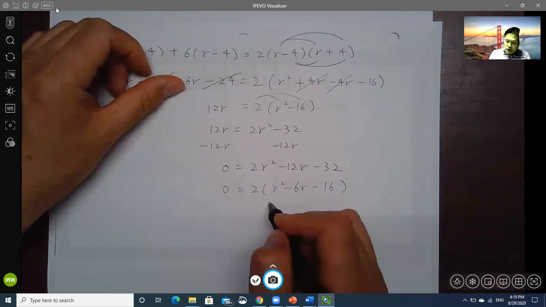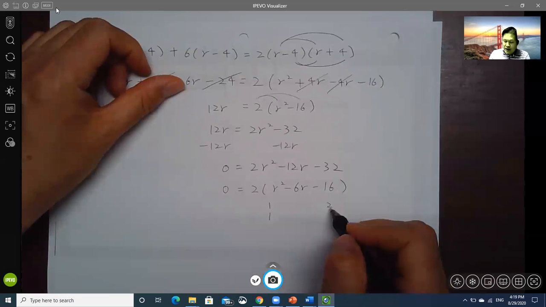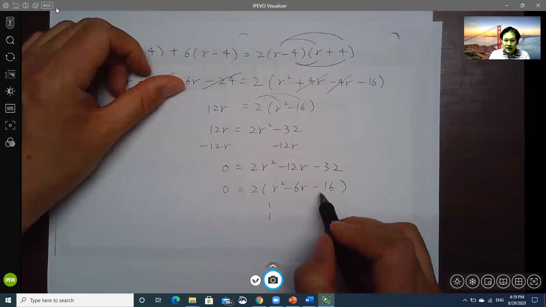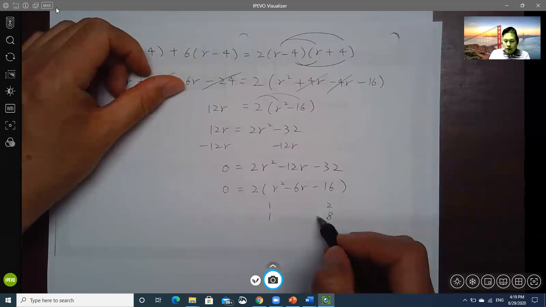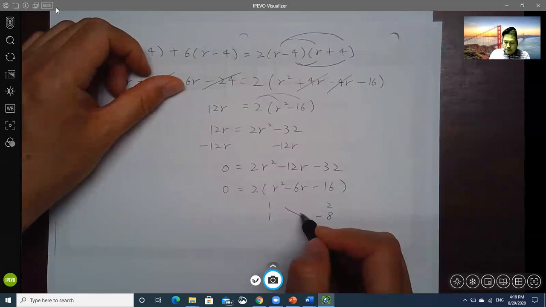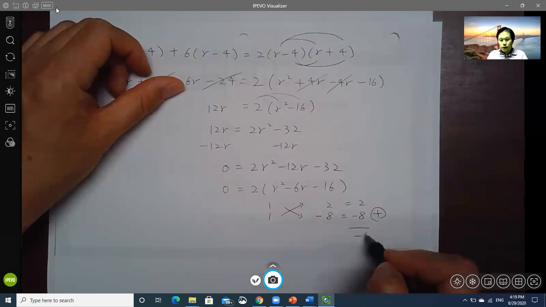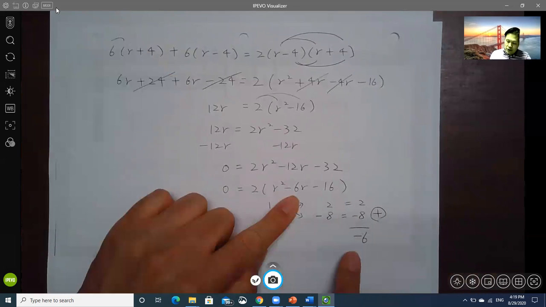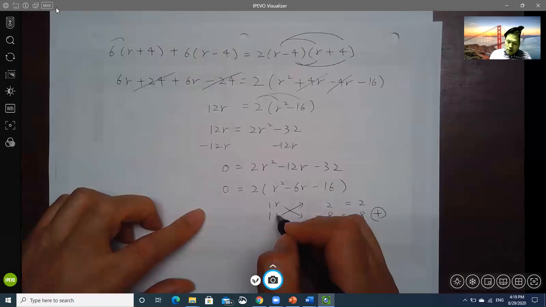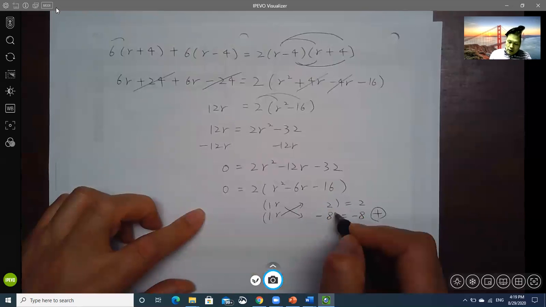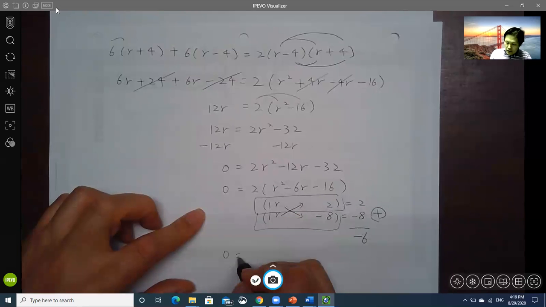1 times 1 makes 1. 2 times 8 makes 16. I need a minus 16. Multiply cross. 1 times 2 makes 2. Add them, you get minus 6, which is matching. Okay, we found the combination. Put the r, parentheses, top floor, bottom floor. So 2 times r plus 2, r minus 8.